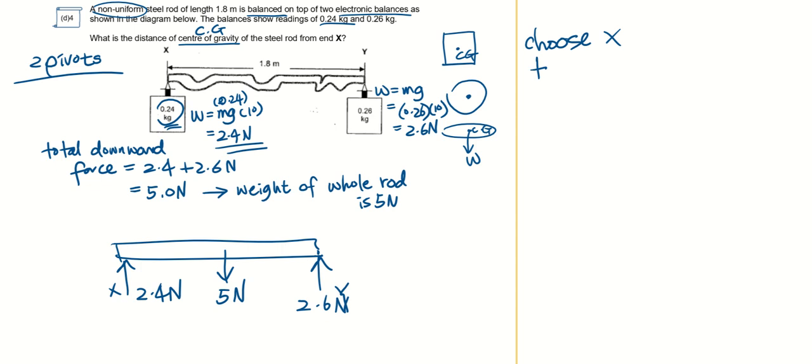Choose X to be the pivot. So this is the first step, choose X to be the pivot. Second step, how many forces are there?